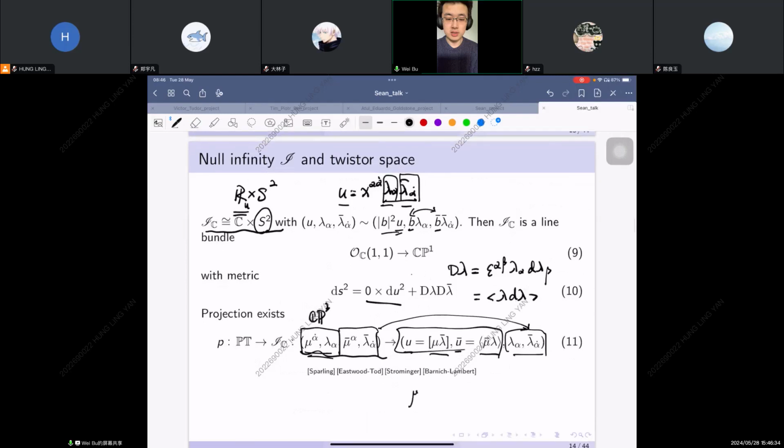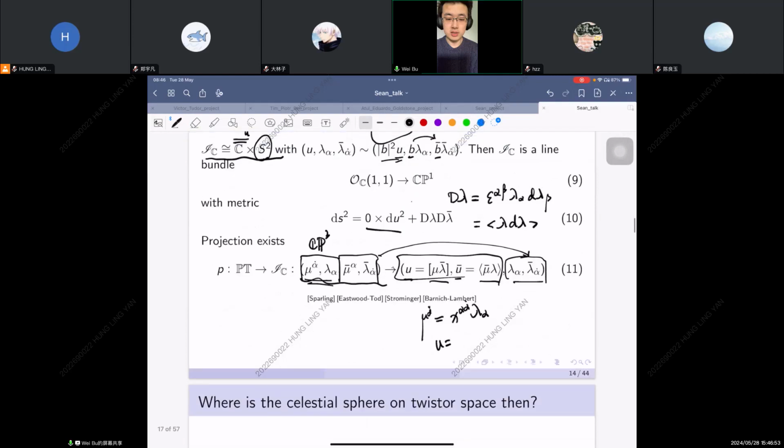Well, remember the incidence relation was μ^α̇ = x^α̇α λ_α. So if you use the incidence relation, it's this guy. You can group either these two guys or these two guys. So that gives you μλ̄ or μ̄λ on scri.